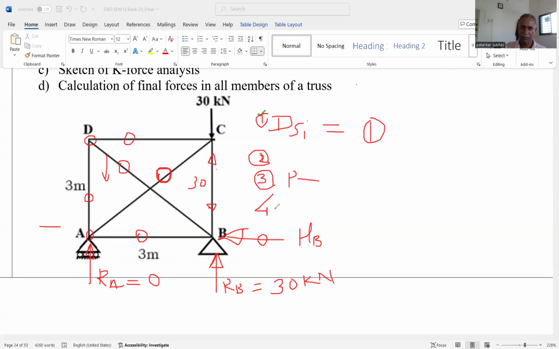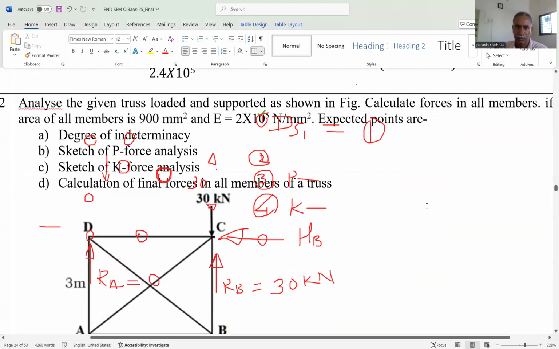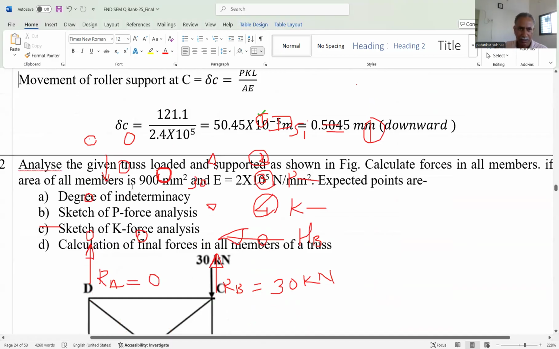Then step number 4, K force analysis. For K force analysis, what is the requirement? First, we see the requirement. Deflection, calculate forces in all the members.